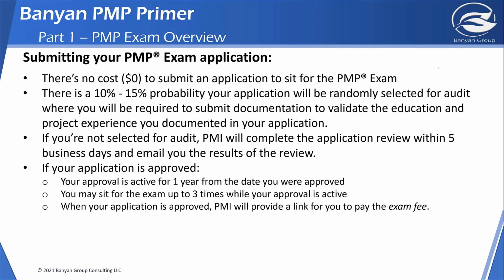When your application is approved, PMI will provide a link for you to pay the exam fee. The exam fee is $405 for PMI members and $555 for non-members. So if you're curious what membership costs, well, for your first year, it's $139. And you can see there's a $150 difference there between member and non-member pricing. What PMI is essentially trying to do is encourage people to become members of PMI by reimbursing that membership fee in a form of a discount on the PMP exam.